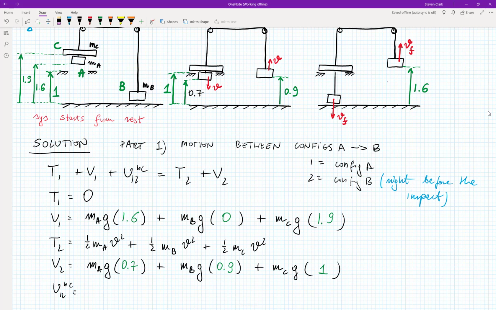Also, we have a normal force between body A and C, right? So body A is pushed by body C, and body C is pushed by body A. Do you see that? There is a normal force between them. But again, they do not move relative to one another. So the work of that force will be zero again. Okay, so this is zero. So we can write in here, no non-conservative forces acting on the system.